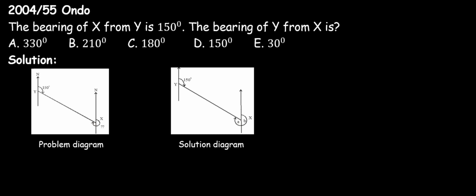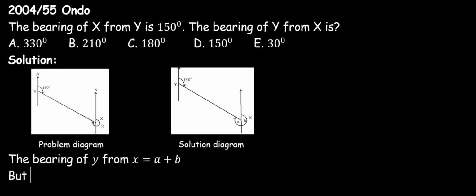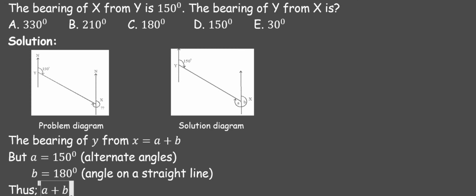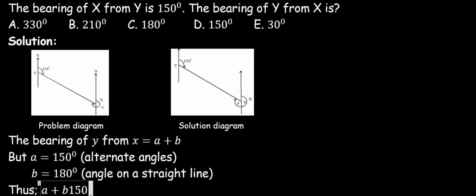Now the solution diagram is the one that shows the bearing of Y from S, and that can be gotten by the arc that is drawn at S with the portions A and B. The bearing of Y from S is equal to A plus B. Note that A is equal to 150 degrees, reason: alternate angles. B is equal to 180 degrees, reason: angle on a straight line. Thus, A plus B is equal to 150 plus 180, which is equal to 330 degrees.